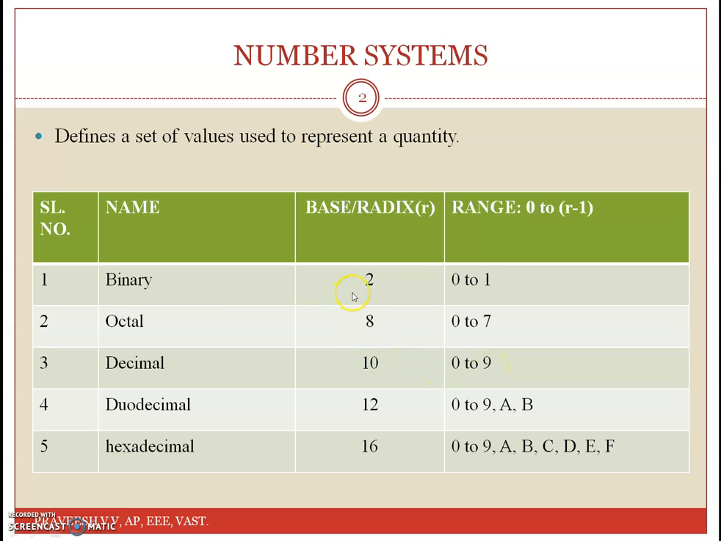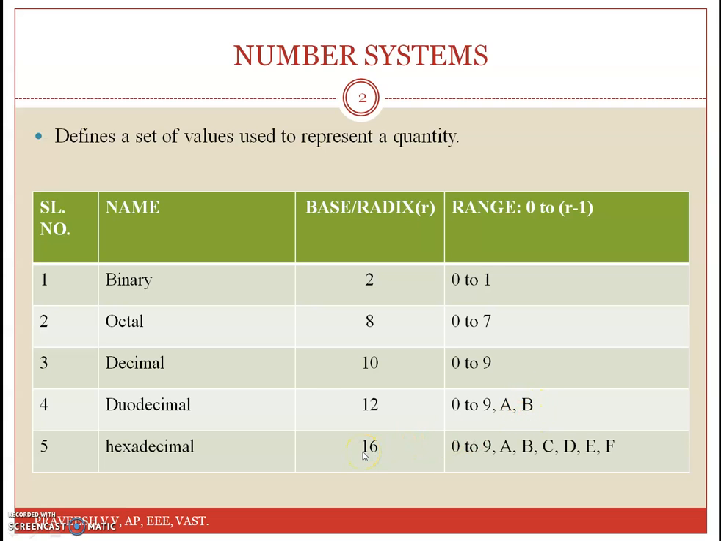In the case of binary, the radix is 2, so it can have a maximum of 2 numbers to represent. As we start from 0, the last one is r minus 1, so 0 to 1. In the case of octal, we can go from 0 to 7, and decimal, as you already know, from 0 to 9. In the case of duodecimal, the radix is 12, so it starts from 0, goes up to 9, then 10 is represented by A and 11 is represented by B.